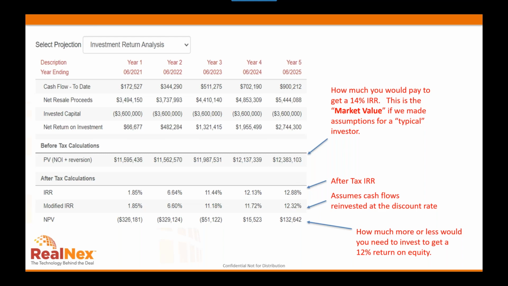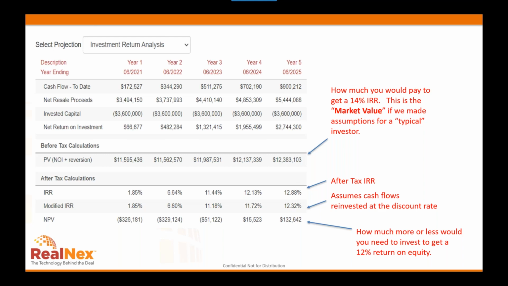If we buy it and sell it after the 5 years, the modified rate of return, which was, remember, where we have reinvestment of some of the cash flows, that's a little bit lower because we're reinvesting our cash flows at a lower rate, not much lower, 12.32%.